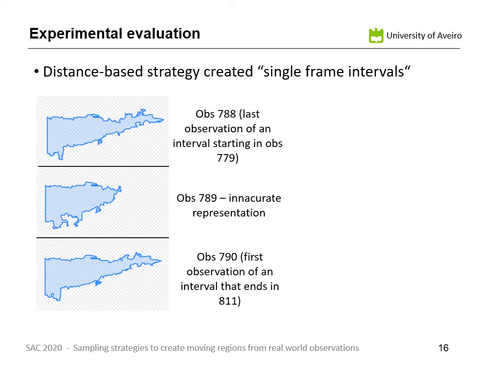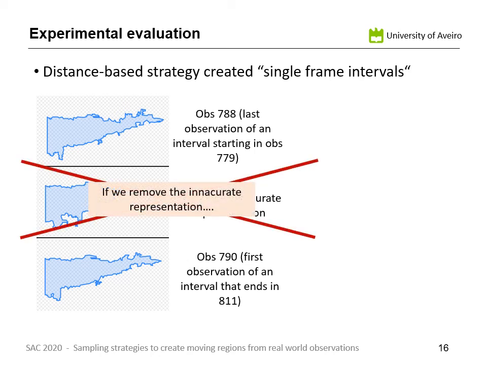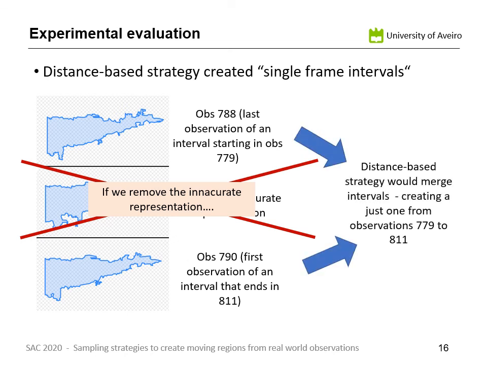We made some initial experiments on removing the observations that are too distant from their previous and following ones. For instance, consider these 3 observations. We removed the one in the middle from the dataset and ran the dissimilarity-based algorithm. The result was that the algorithm selected just observations 779 and 811 to represent all the remaining 32 observations between them. That confirms higher compression rates can be achieved when removing inaccurate data from the dataset.